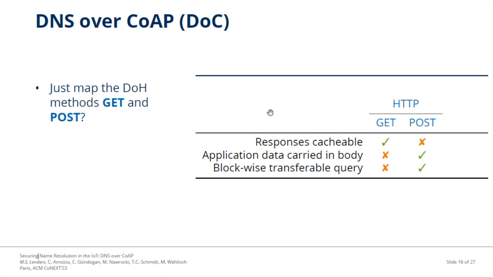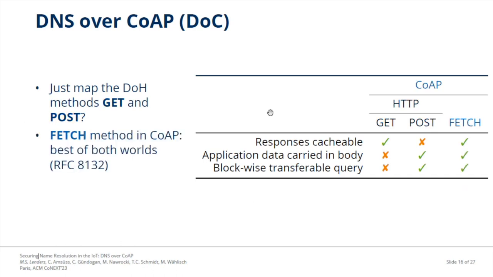Well, the problem with that is that the GET method is cacheable, but the application data is carried in a query parameter, not in the body of the query, which means we can't blockwise transfer the queries. And while we can do that with POST, there the responses aren't cacheable. But in CoAP, there's something that is the best of both worlds, which is FETCH. And this offers both response caching and the ability to carry the application data in the body.